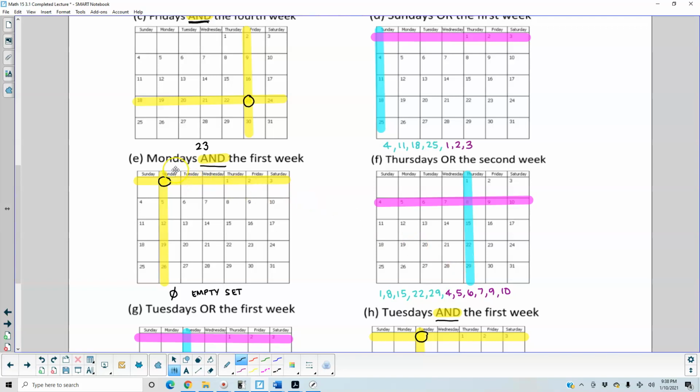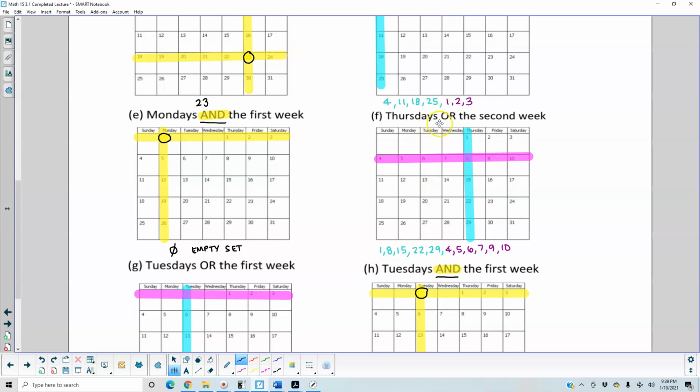Next, in part E, it says Mondays and the first week. So we're going to draw a line through Mondays and then through the first week. Now if you notice here, in this particular month, there's no number there. And because there's no number, we call that the empty set. So there's actually no solution in this scenario. We call it the empty set.